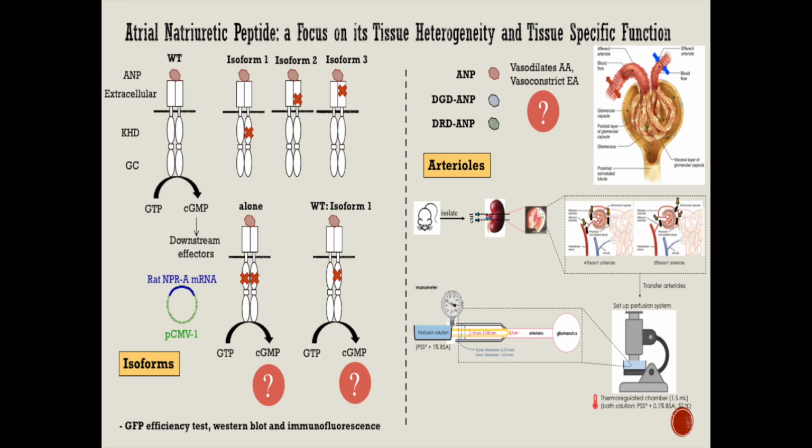Our result shows that DGD AMP behaves similarly to AMP, where it induces vasodilation in the afferent arterioles and vasoconstricts the efferent arterioles. Whereas DRD AMP does not alter the thickness of the afferent arterioles, but weakly constricts the efferent arterioles. This is aligned with their function found in in vivo and in vitro studies, and promises further study into the mechanism involved in upholding the tissue heterogeneity in the kidney.